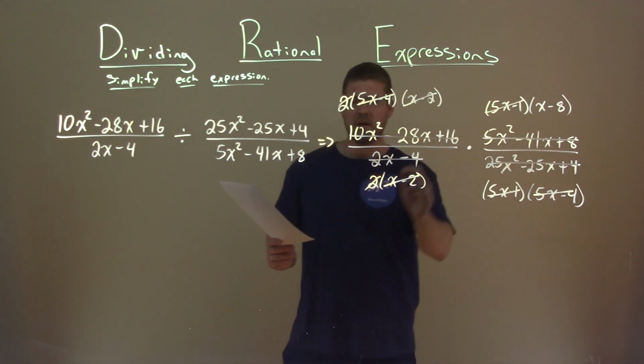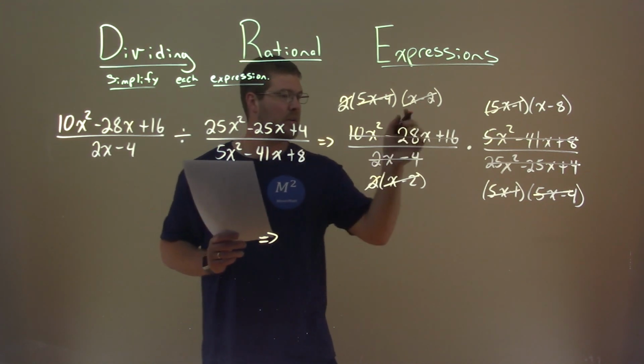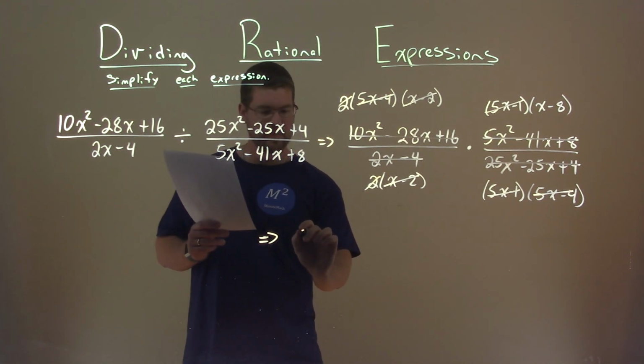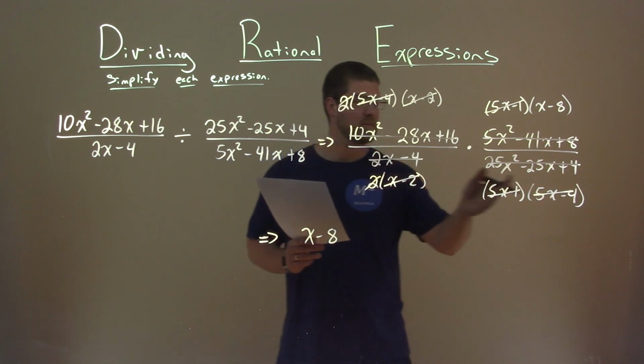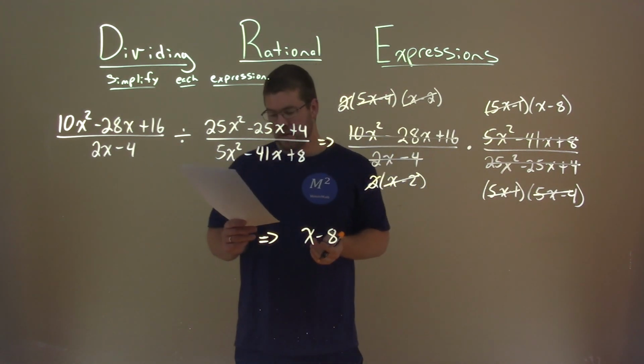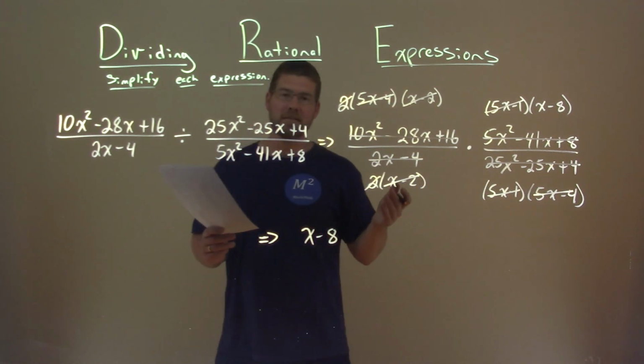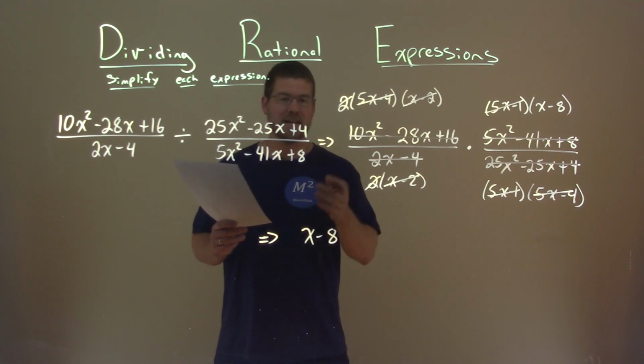Well, the numerator, the only thing I see is an x minus 8 there. And the denominator, nothing else. It's a 1. Don't need to write it. So after all of that, our final answer is just x minus 8.